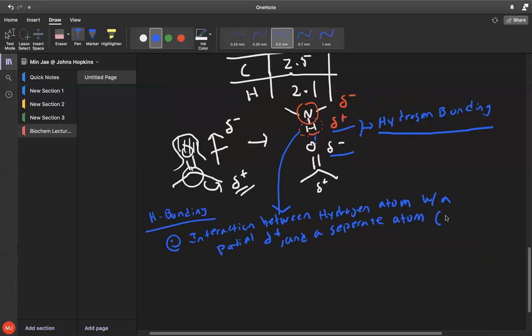So in this case, any atom that has high electronegativity, so probably oxygen, like we see in the case above, or nitrogen, with a partial negative. So having that partial positive and partial negative interaction, they'll try to attract each other, and that is the fundamentals of why hydrogen bonding occurs in the first place.